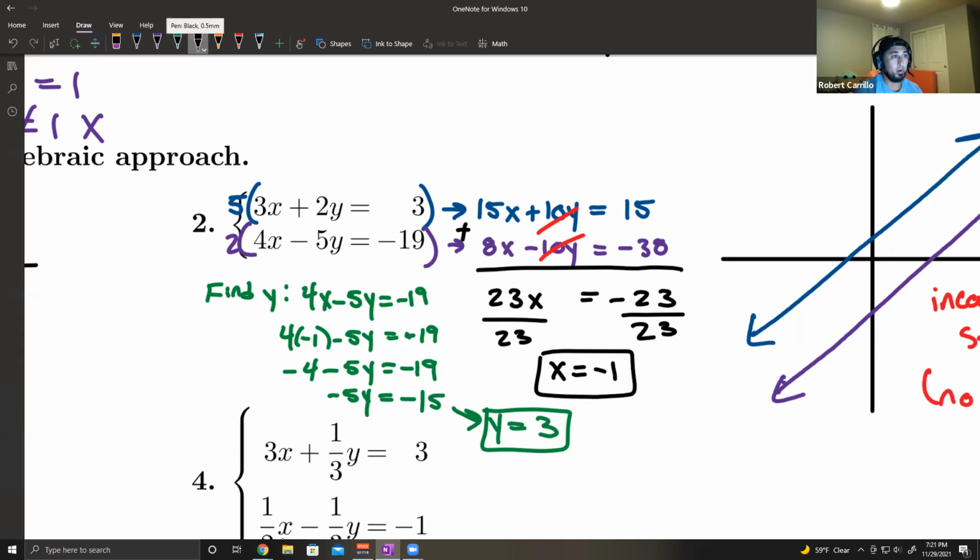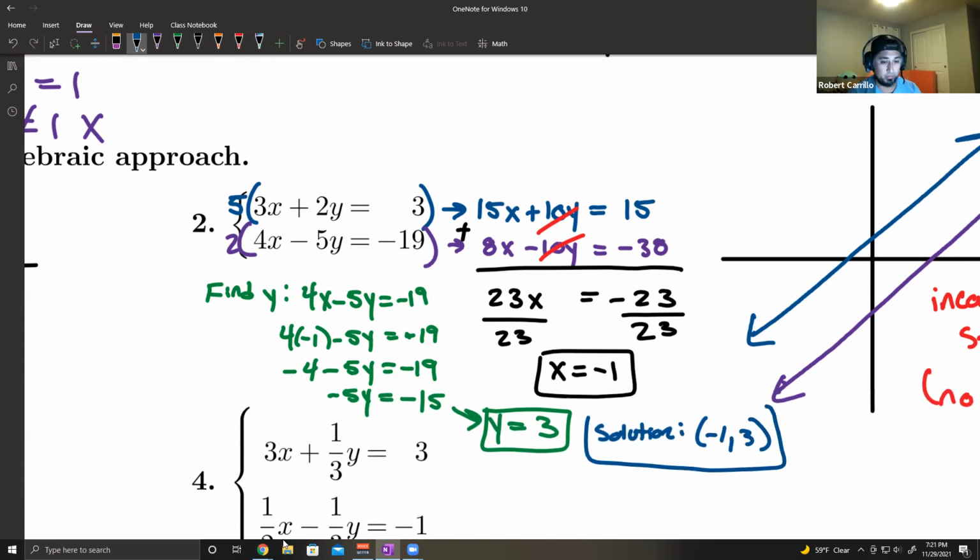Okay. So there we go. Our solution is negative 1, comma 3. That is the unique point that makes both equations true. That is the solution to both equations. Okay. Everybody go with that one.